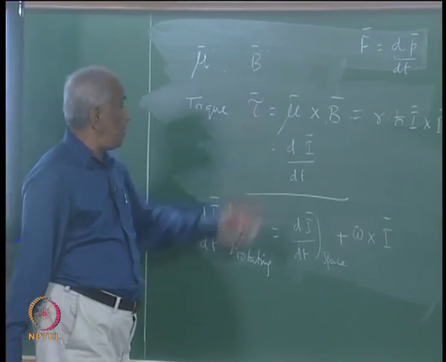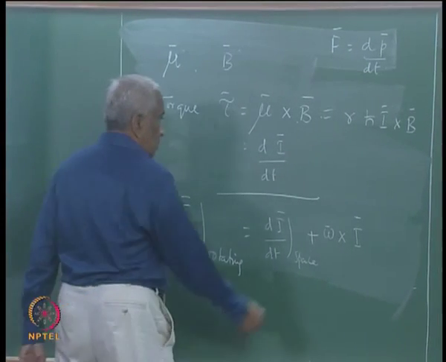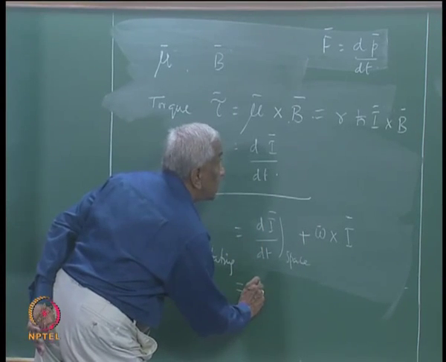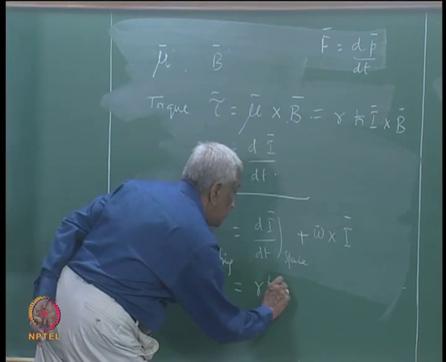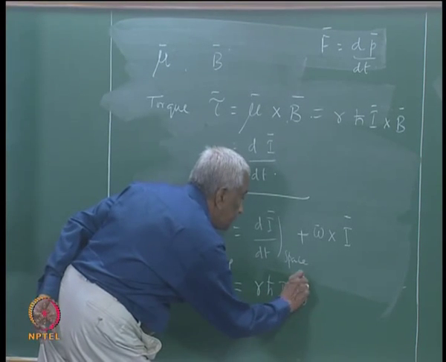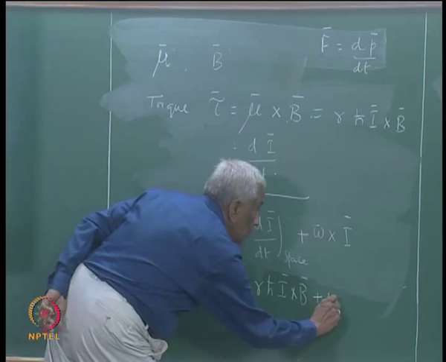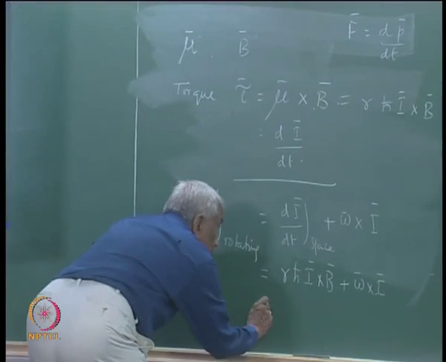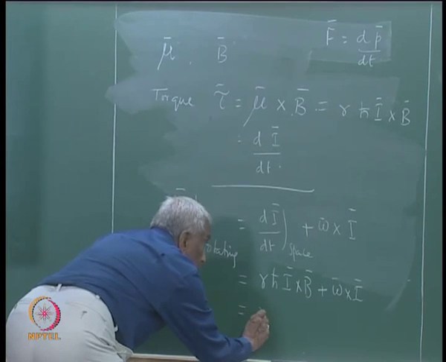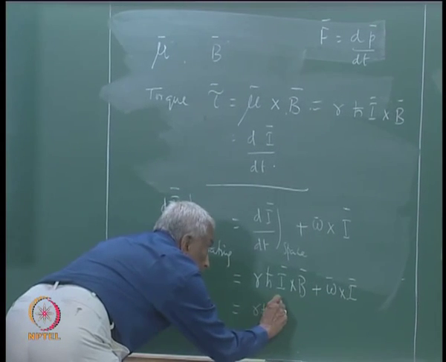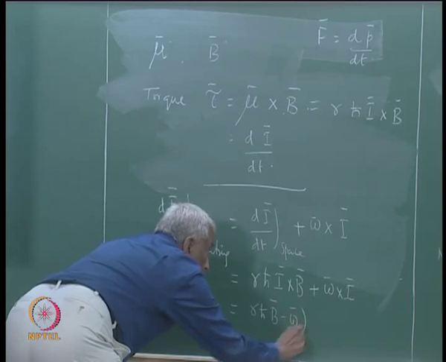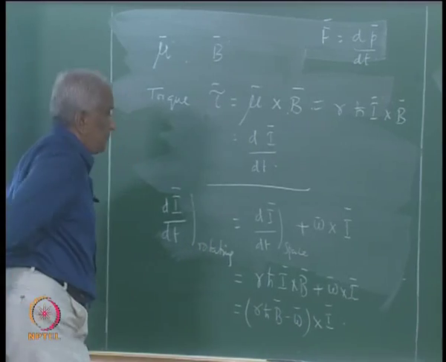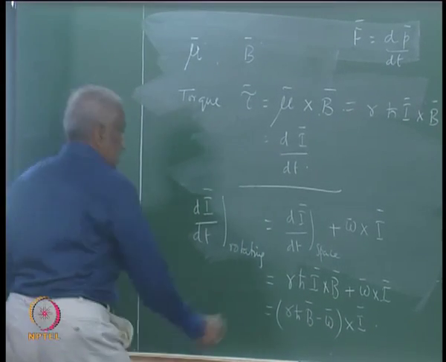So, let us apply this to this situation and get this as gamma h cross I cross B plus omega cross I. I can bring it together by writing gamma h cross B minus omega, cross I.